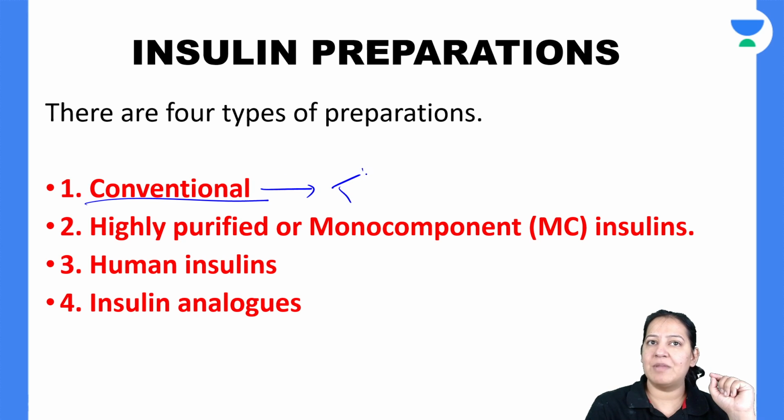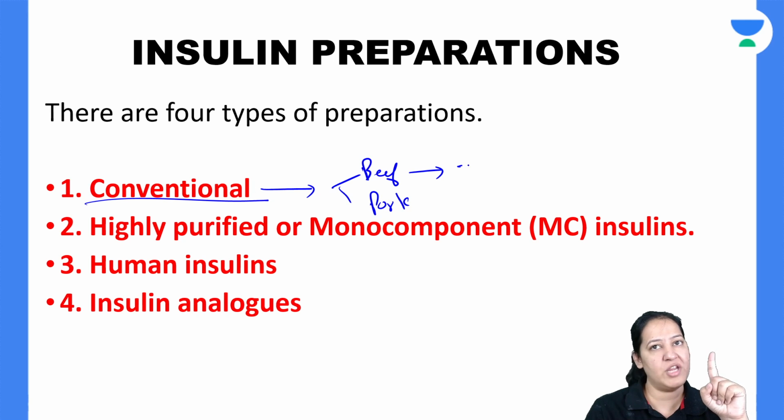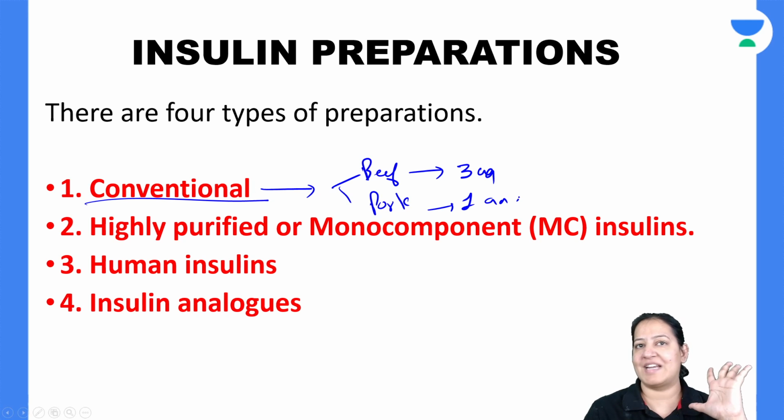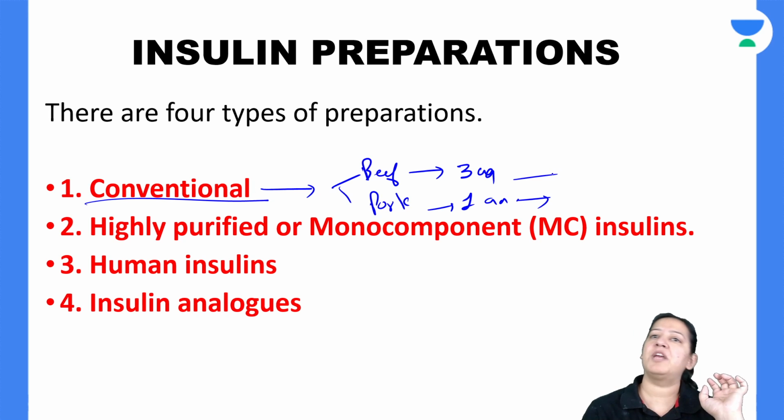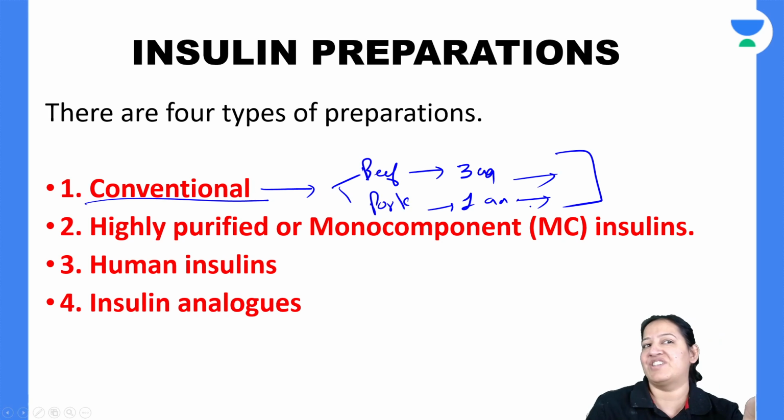Conventional is of two types, the beef one and the pork one, right? Both are different from human. Beef differs by three amino acids from human, and pork differs by one amino acid from human. You know the exact amino acid. So pork is less antigenic, beef is more antigenic, although both are very antigenic, right?